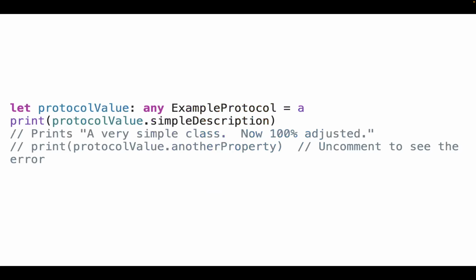And similar to superclasses, you can use protocols to specify the required types. But if you do, you cannot access methods and properties of the type itself beyond the protocols. And if you do so, Swift will throw an error.